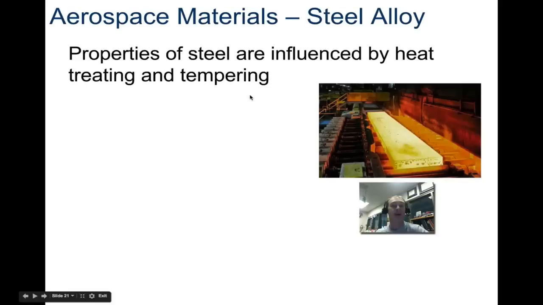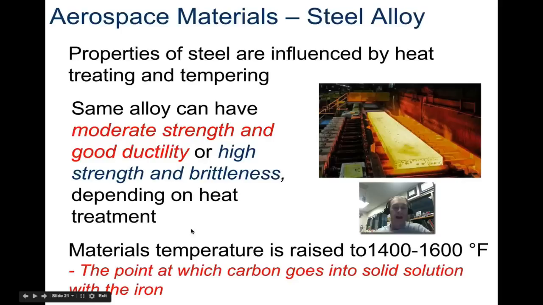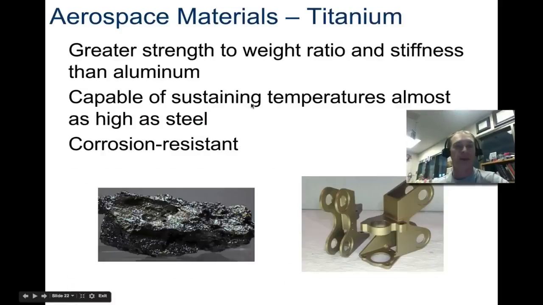Steel is influenced by heat treating and tempering, so you can change its brittleness, its ductility. Some of them can have moderate strength and good ductility, or high strength and they're very, very brittle. They don't flex at all. So you may want a product that flexes before it breaks, given the conditions that it's going to be in. And then the material's temperature is raised to 1600 degrees Fahrenheit, and that's the point where carbon goes into a solid solution with the iron. So you really have to get it hot to make that alloy. Then moving on to titanium, it has an even greater strength to weight ratio and stiffness than aluminum, and it can sustain extremely high temperatures like that of steel.